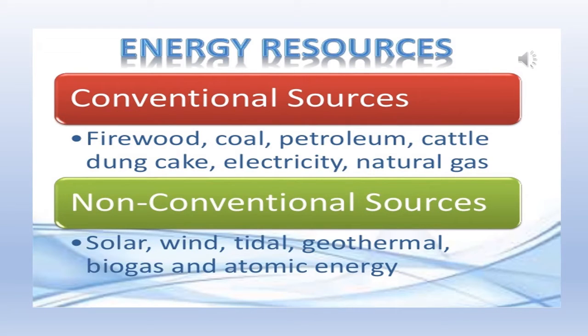Energy as a resource can be further classified into conventional and non-conventional sources. Conventional sources of energy are not present in the environment in abundance. However, their uses are unlimited. On the contrary, non-conventional energy resources are present in the environment in large quantity but are used for limited purposes only. The examples of conventional sources are firewood, petroleum, cattle dung, natural gas, etc. And the examples of non-conventional sources are solar, wind, tidal energy, geothermal, biogas, and atomic energy.